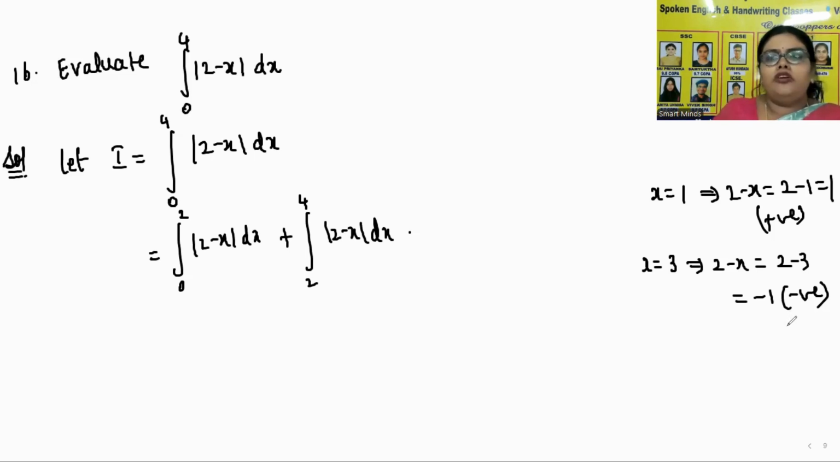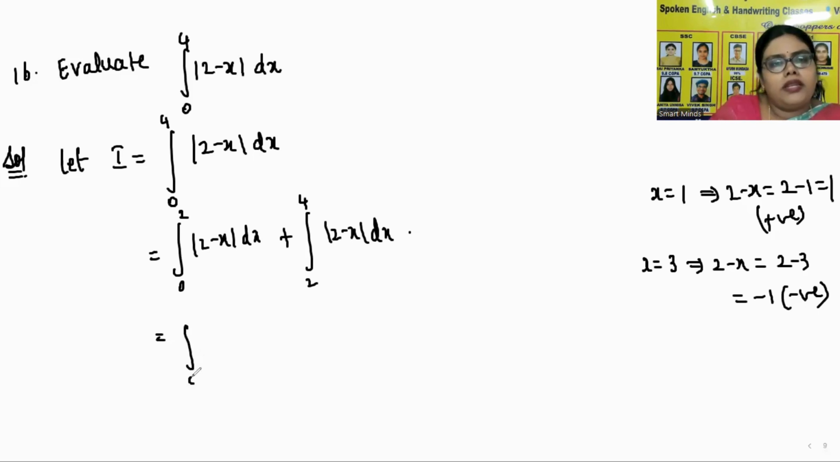So from 0 to 2, it is positive. From 2 to 4, it is negative. For any value between 2 and 4, mod of 2 minus x will become negative. And for any value between 0 and 2, mod of 2 minus x will become positive. So this is just to analyze which interval is positive and which interval is negative.